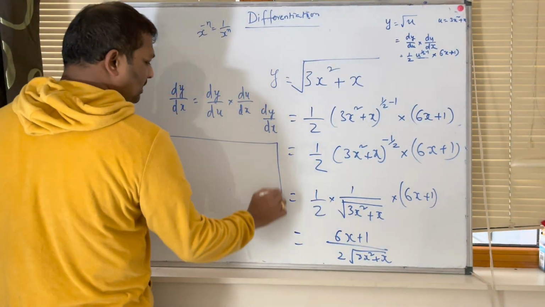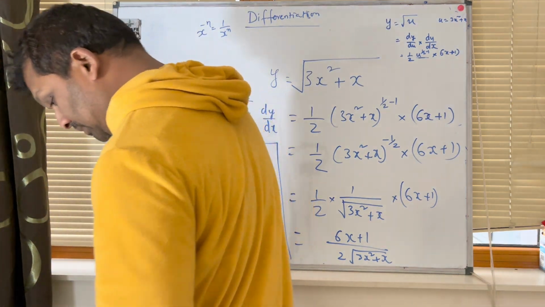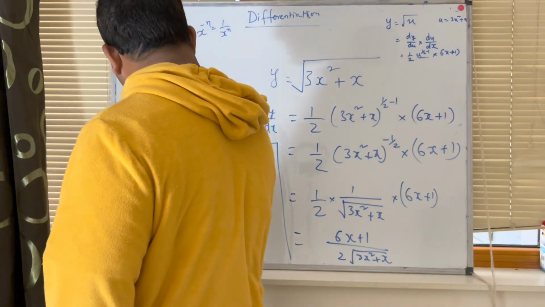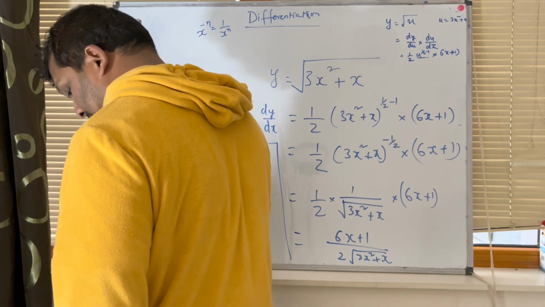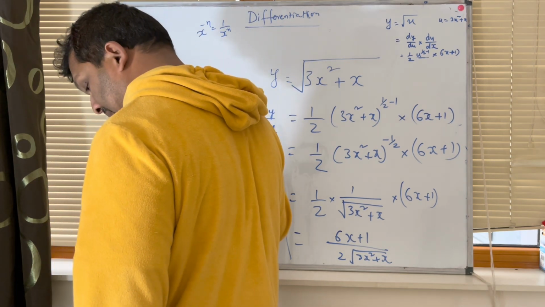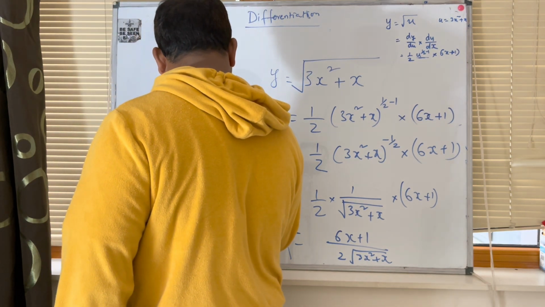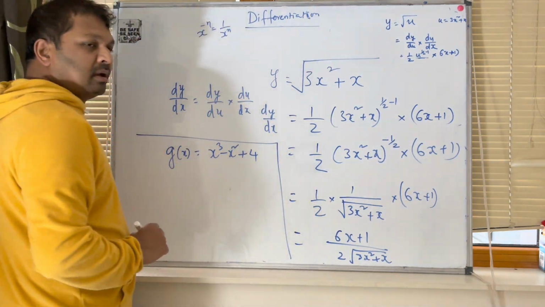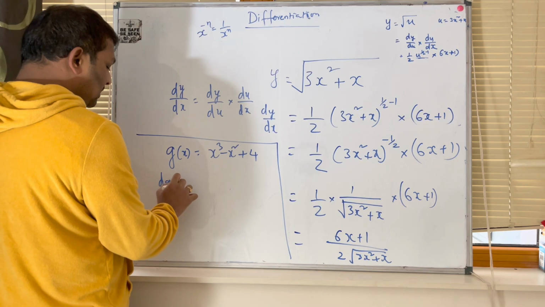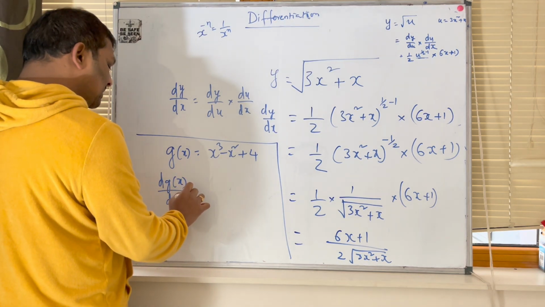Okay, so one more question. Let's do one last question for today. g of x is given as x cube minus x square plus 4. Find the differentiation of g of x with respect to x, which is g dash x.